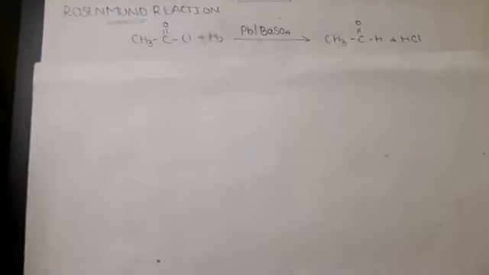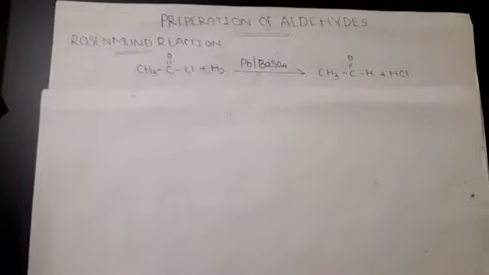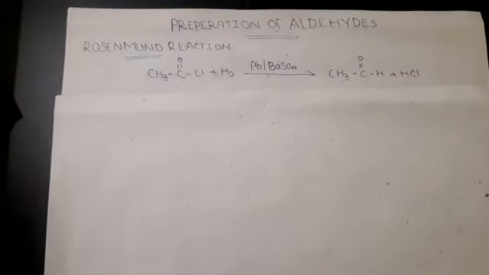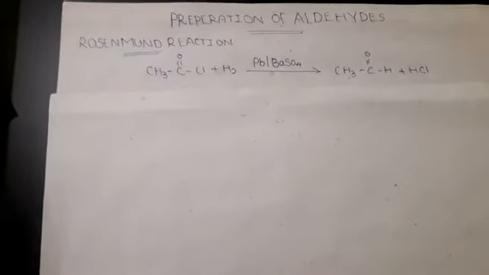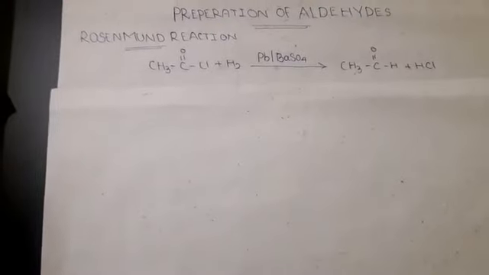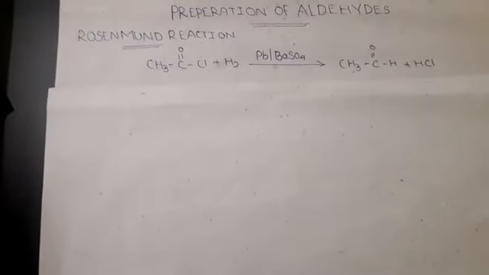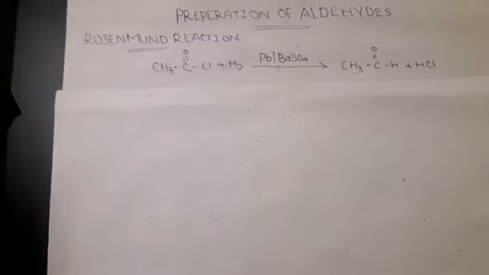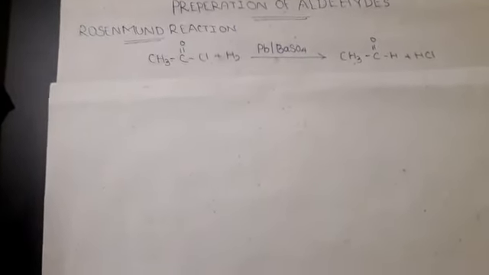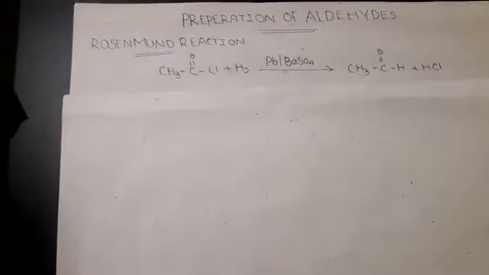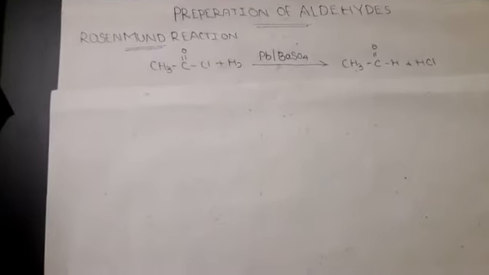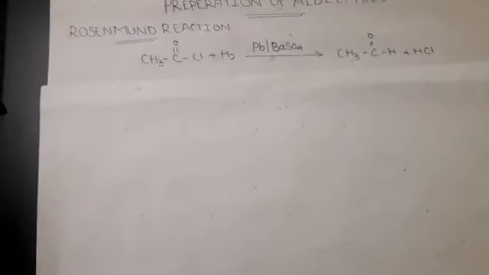gives aldehydes. The first reaction, see this. CH3C double bond OCl. This is called acetyl chloride. Hydrogenation takes place in the presence of Pd/BaSO4 catalyst and gives CH3CHO plus HCl.